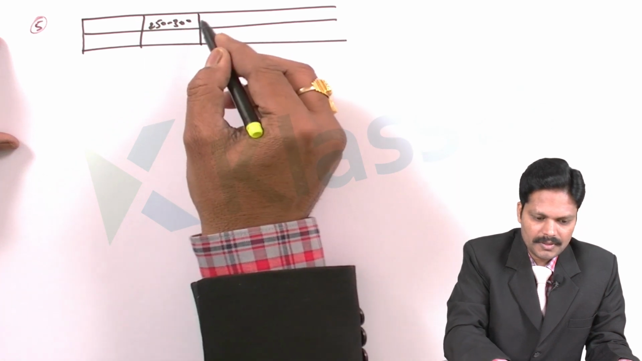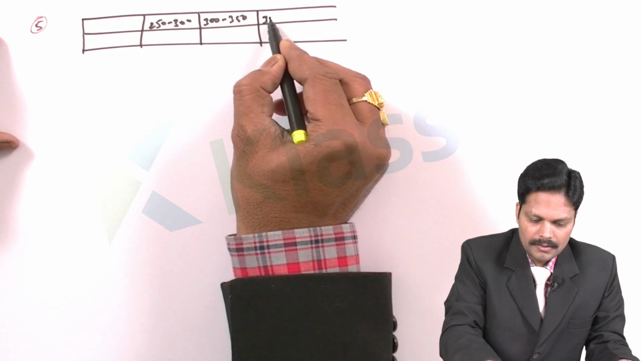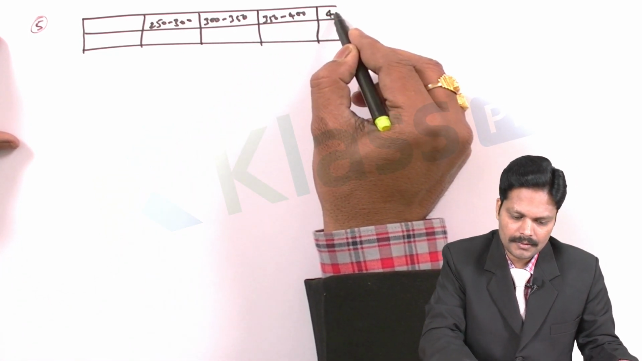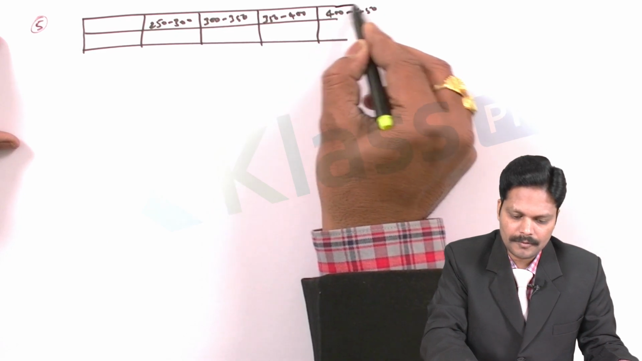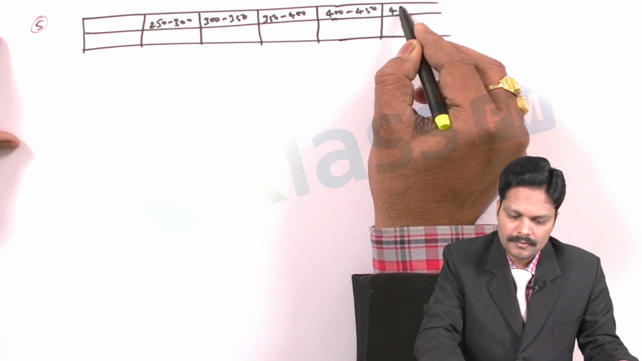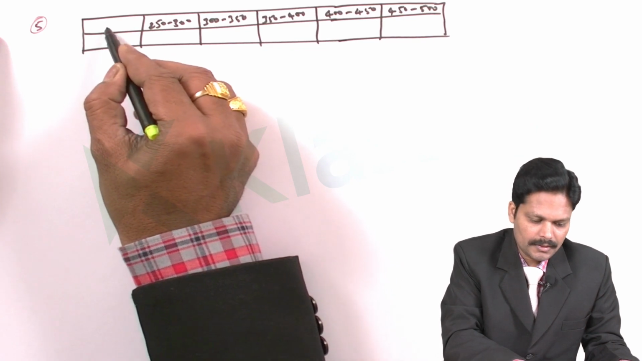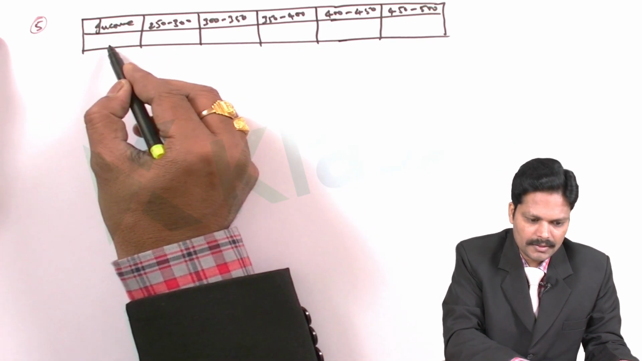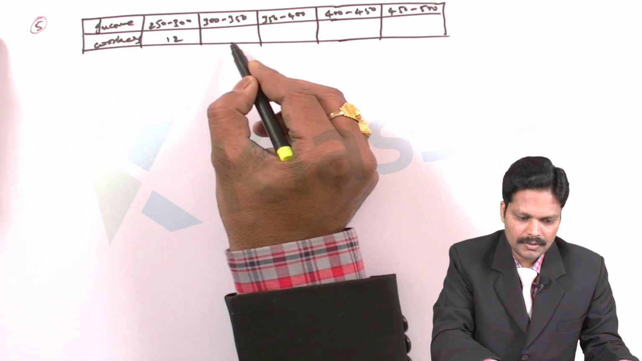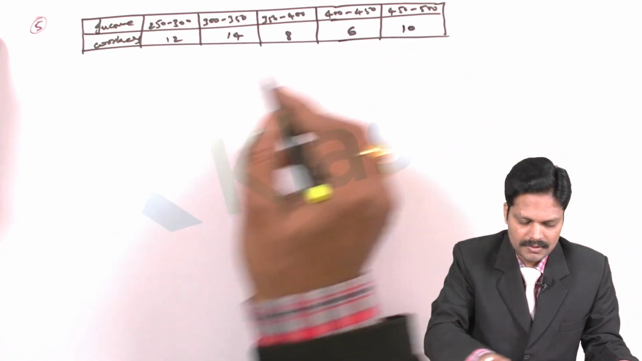250 to 300 rupees, and 300 to 350, and 350 to 400, and 400 to 450, and 450 to 500 rupees. Here income, and here workers. In between we are having 12, here 14, here 8, here 6, and here 10 members.